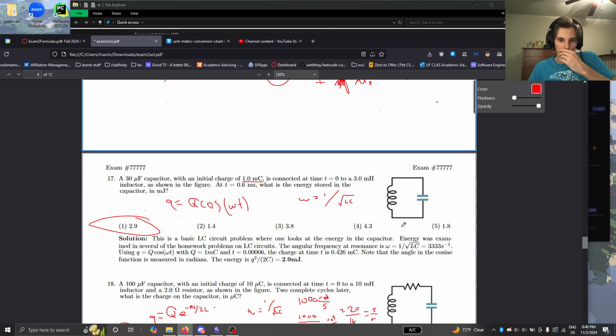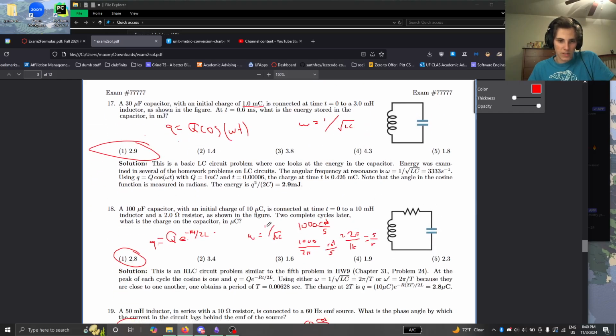This is just plugging. This is an RLC circuit. You can find omega like this because you will need it. And also cycles, if you want to find the time.